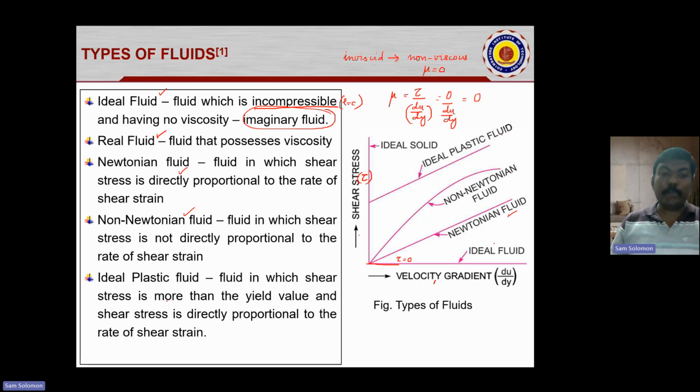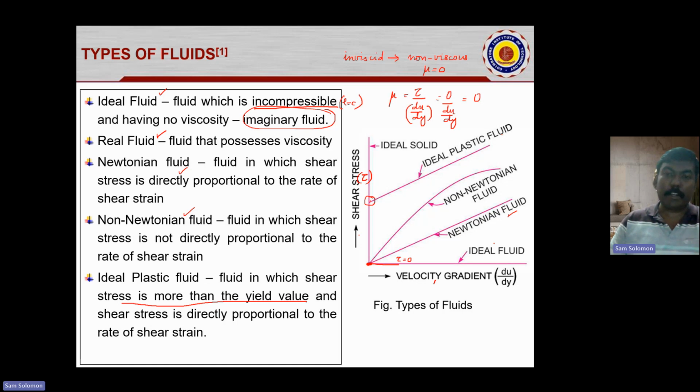This is a fluid in which the shear stress is more than the yield value. And at the same time, the shear stress is proportional to the rate of shear strain. Okay. So here the shear stress is more than the yield value. You can see that the line starts over here. For a Newtonian fluid, it starts over here from the shear stress equal to 0. So as shear stress increases, your velocity gradient increases.